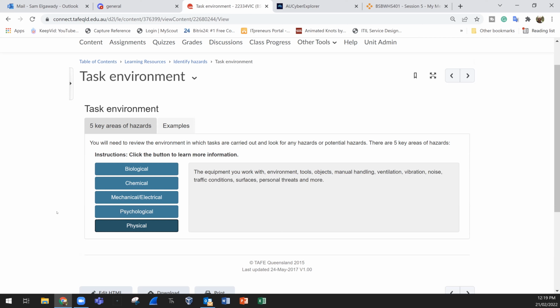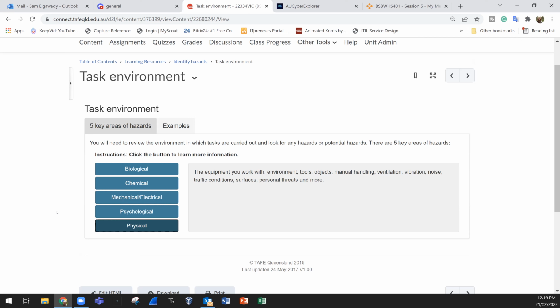Physical, also. Environment here, equipment you work with, even with the computers, there are hazards. There are some risks there: ergonomics, eye strain, many things. So environment around you, tools, objects, manual handling, ventilation, vibration, noise, traffic conditions, surfaces, personal threats, and more. Many things could happen and could be listed under the physical category.